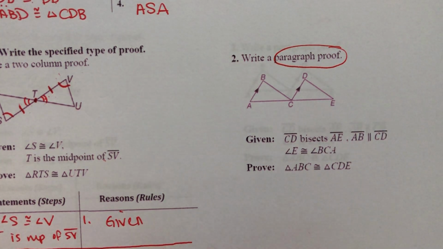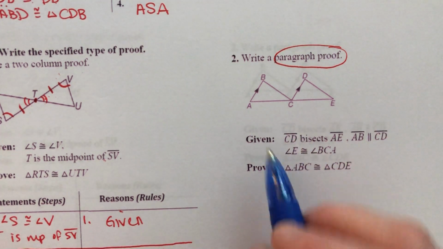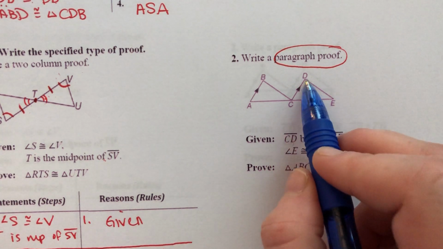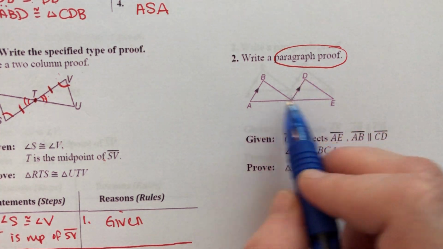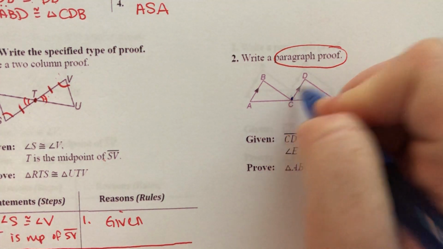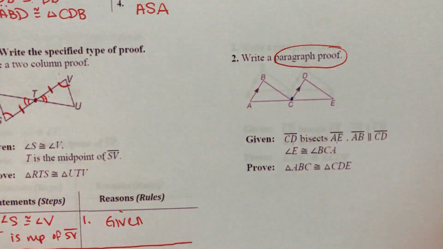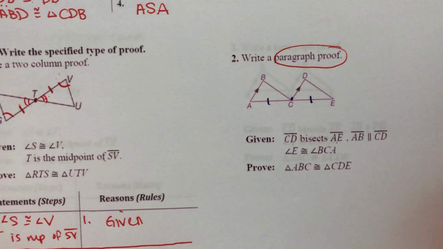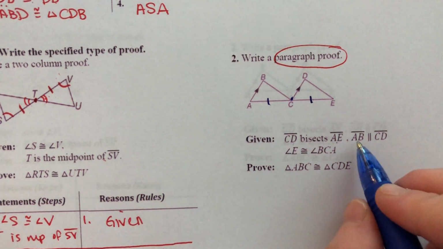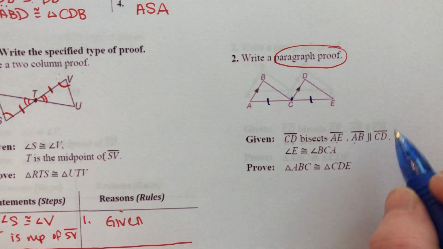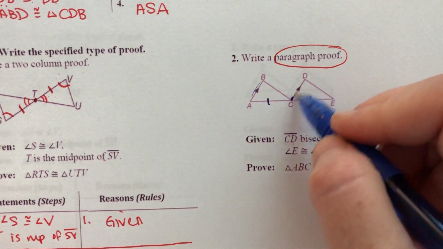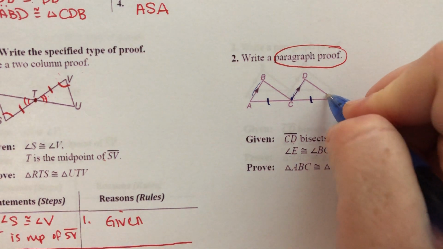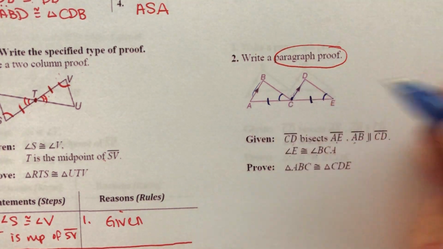I'm going to write it in blue since it's next to here and I don't want it to run together. All right, so given that CD bisects AE, if this line here cuts this line in half, that's telling me that these 2 smaller halves are congruent, right? AB is parallel to CD, so this guy is parallel to this guy, and angle E and BCA are congruent, so this guy and this guy are congruent.